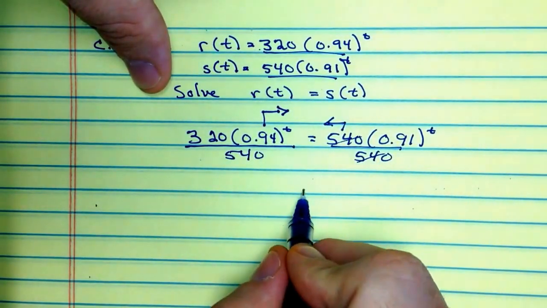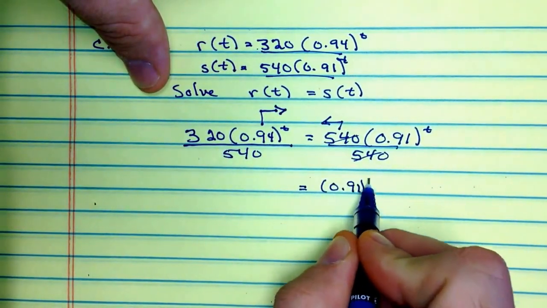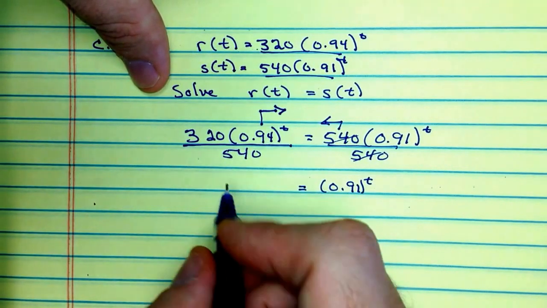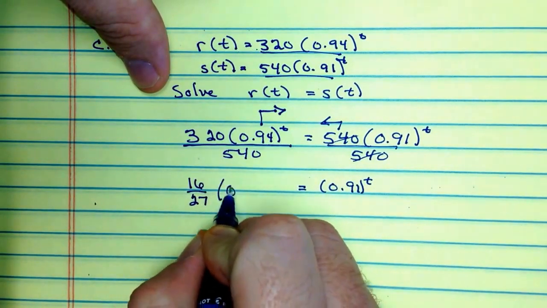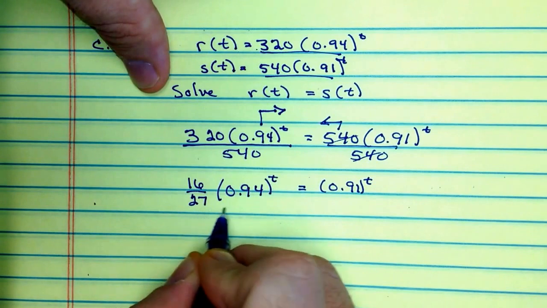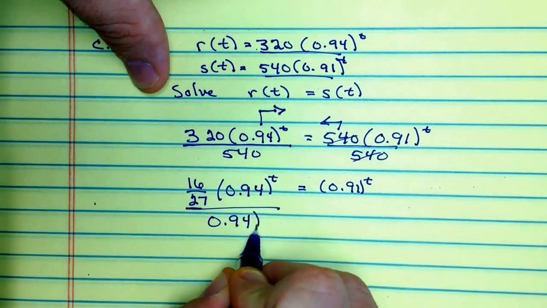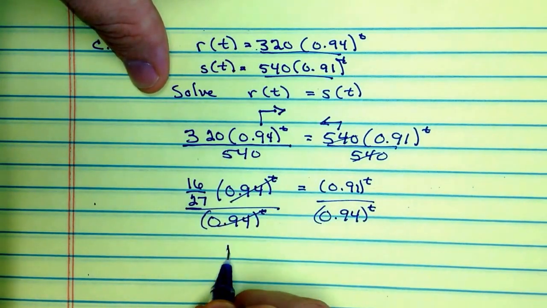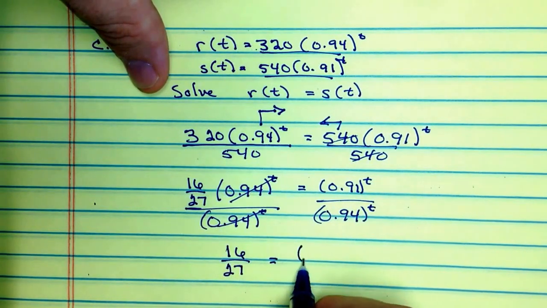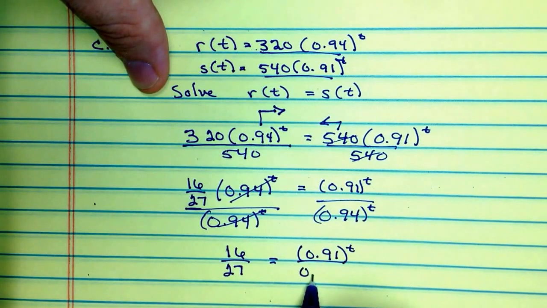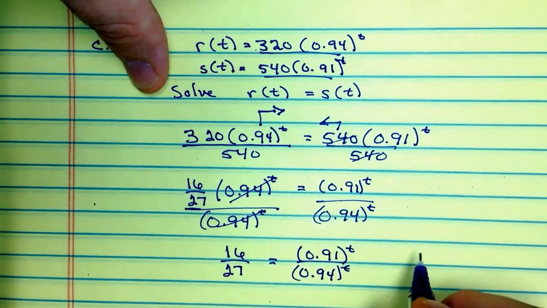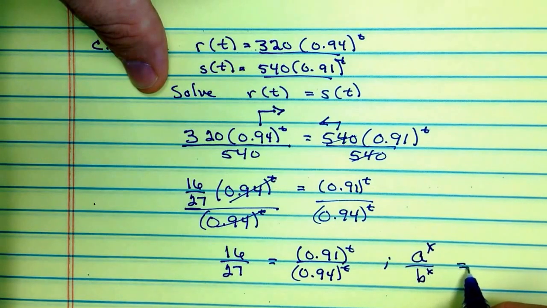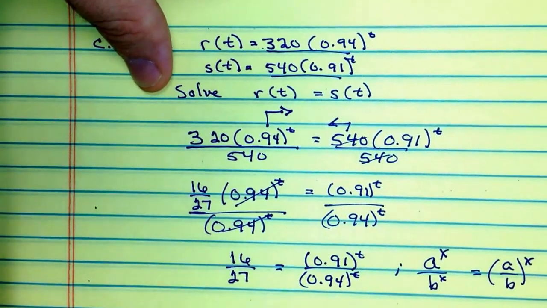On the right they cancel, so I have 0.91 to the T. On the left, 320 divided by 540 reduces to 16 over 27 times 0.94 to the T. Now divide by the 0.94 to the T. That cancels on the left, so we have 16 over 27 equals 0.91 to the T divided by 0.94 to the T. Now if you recall, back in chapter 6, if I had a to the x over b to the x, I could write that as a over b to the x, and that's what we need to do here to be able to solve this one.